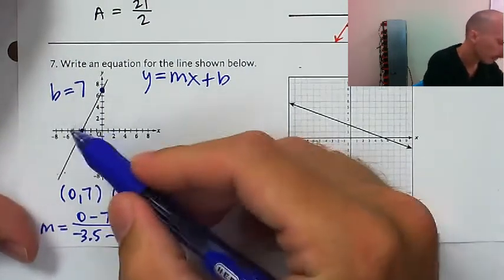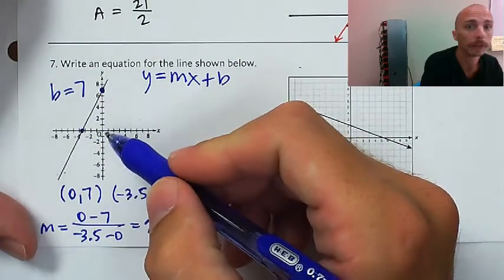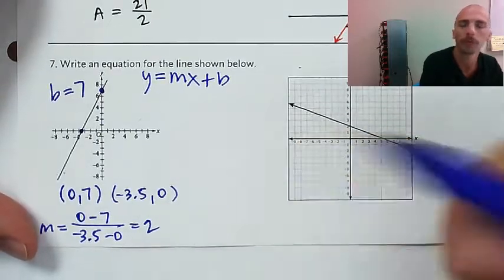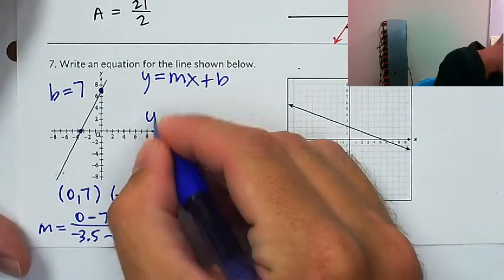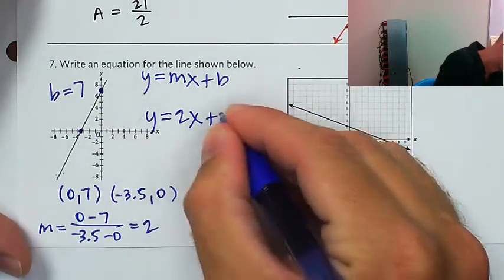That's going to be a slope of 2. And then that looks pretty reasonable. We can see it's a positive slope because as we move to the right, the line is going upward. So that's a good sign. And, you know, it looks kind of steep, so 2 seems reasonable. Okay. And so the equation for this line is y equals 2x plus 7.